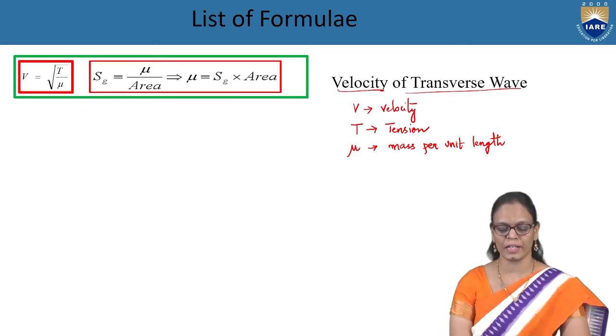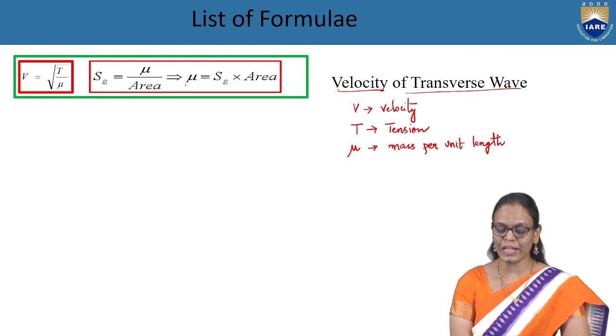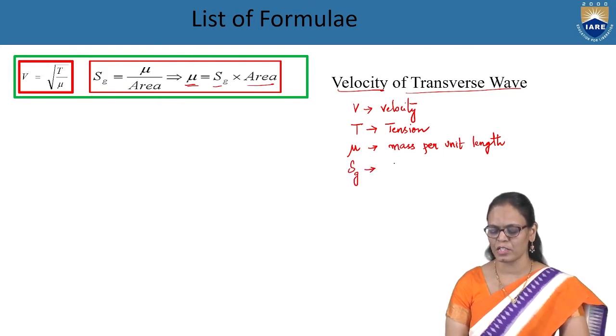Now the next formula is Sg, that is the specific gravity, given by mu upon area. If you are given mu and area, you can calculate the specific gravity, or in some numericals, we need mu to calculate the velocity. And if mu is not given, only the specific gravity and area are given, then we can use this formula. So Sg here represents the specific gravity, denoted by S suffix g. And mu we have already seen, it is the mass per unit length.